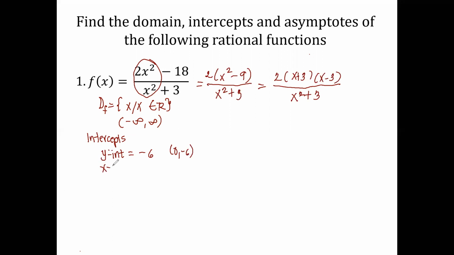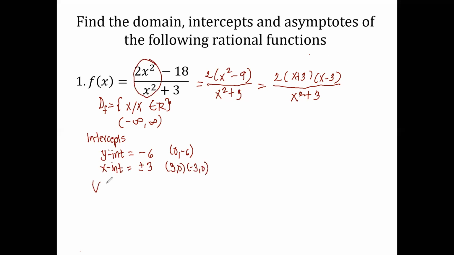How about our x-intercept? For the x-intercept, we equate the numerator to 0. So you just have x plus 3 equals 0, so you have positive and negative 3. So you have two zeros, that is (3, 0) and (-3, 0).